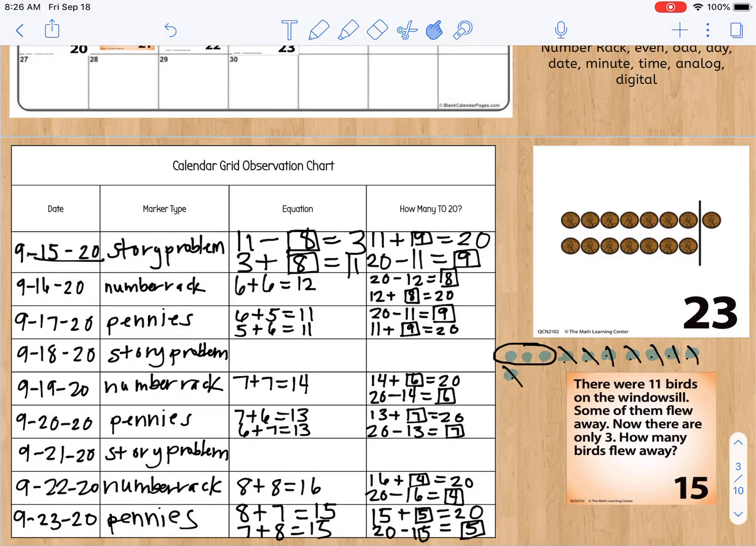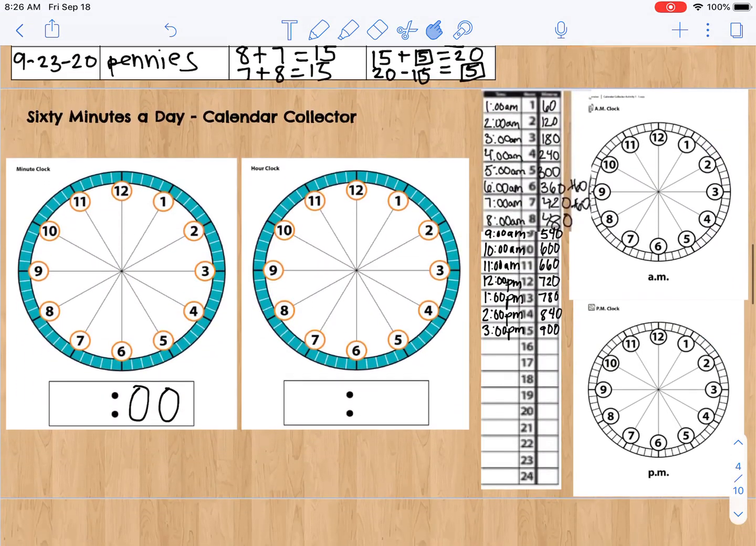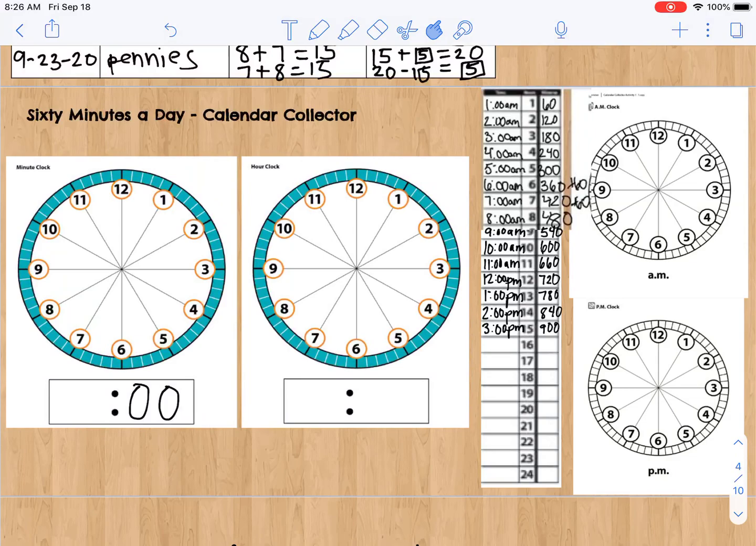Nicely done, everybody. Okay, now we're going to move on to our 60 minutes a day calendar collector. So yesterday we were at 3 o'clock in the afternoon with 900 minutes. So today we're going to be adding 60 more minutes. So we have 900 minutes plus 60 minutes.